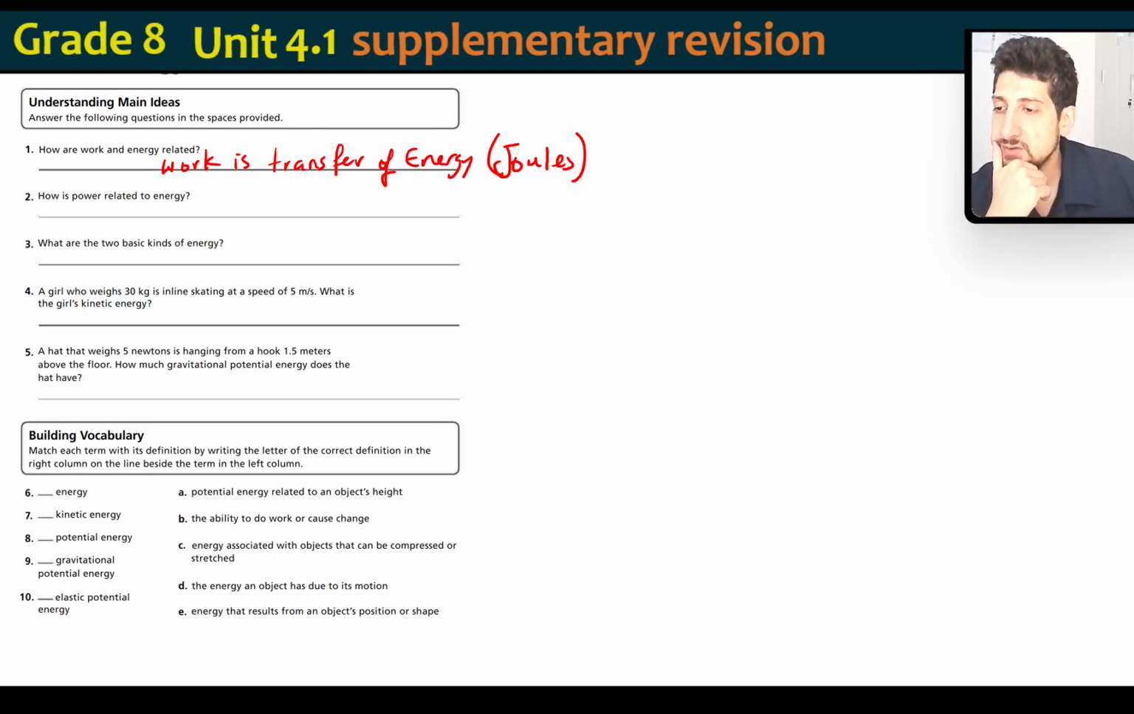How is power related to energy? So power equals energy or work done over time. That's how they're related. It's the rate at which energy or work is done. That's what power is. So it's energy over time. And another way of writing this is by drawing the triangle. So power, energy, time. Okay. What are the two basic kinds of energy? We've already talked about that. So it's either potential or kinetic.